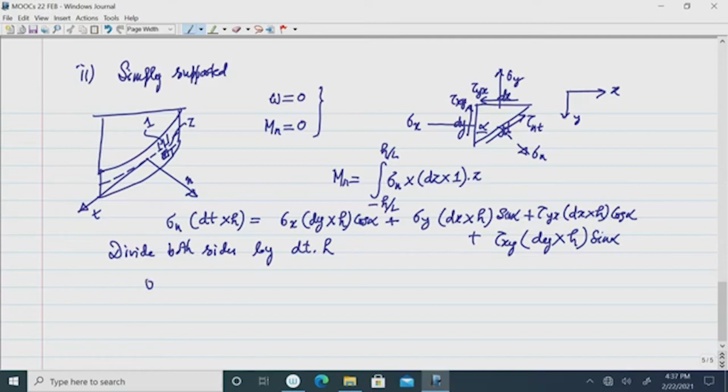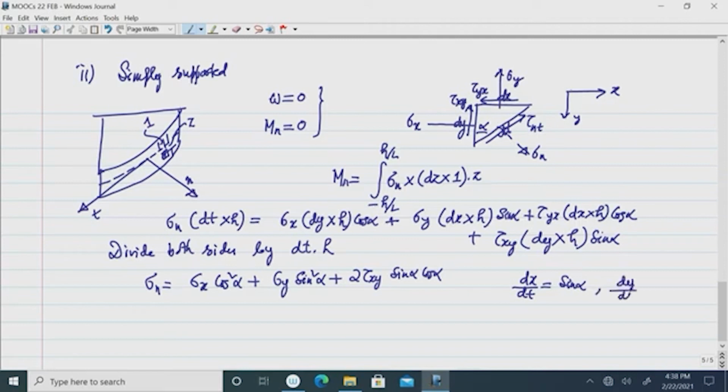We also know this sigma n equals sigma x cos square alpha plus sigma y sin square alpha plus 2 tau x y into sin alpha cos alpha, because we know from this triangle that dx by dt is sin alpha, and dy by dt equals cos alpha. So, making use of these two relationships in this expression, we arrive at the normal stress component.